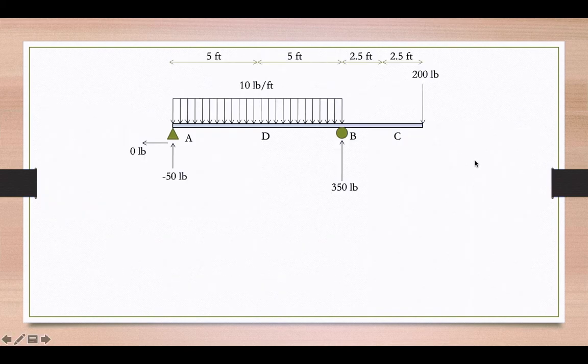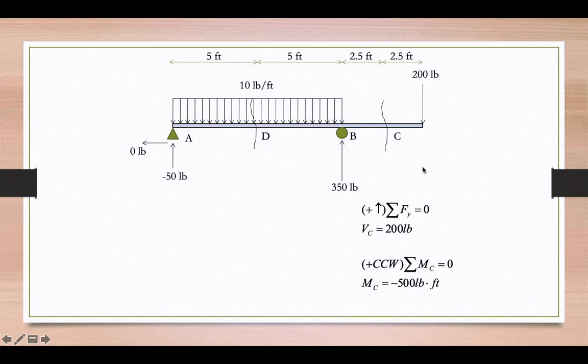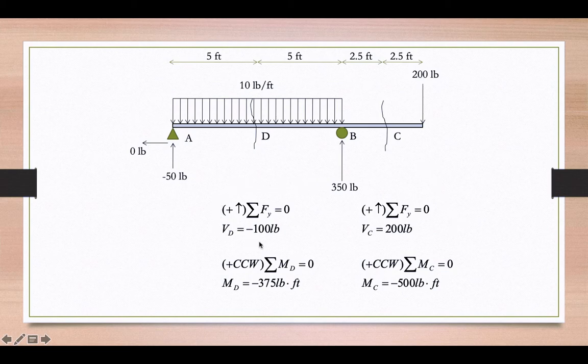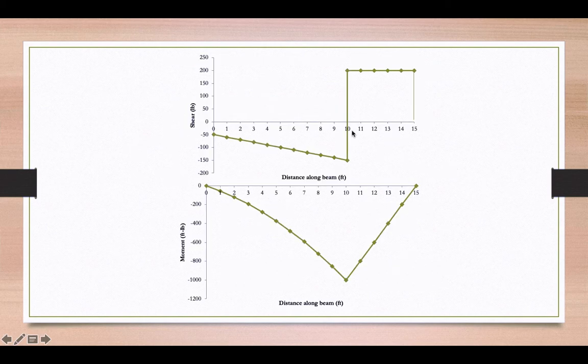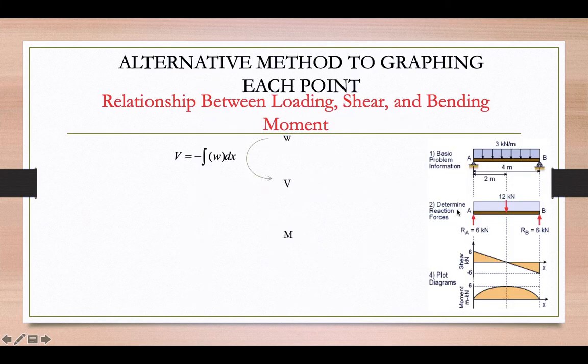So here's an example of how to come up with shear and moment diagrams by cutting the beam at each foot along the length and summing forces in Y for shear values and summing moments for moment values. We then take these values and plot them along with the distances to get our plots. This can be quite time consuming, so another method exists which is much more efficient.